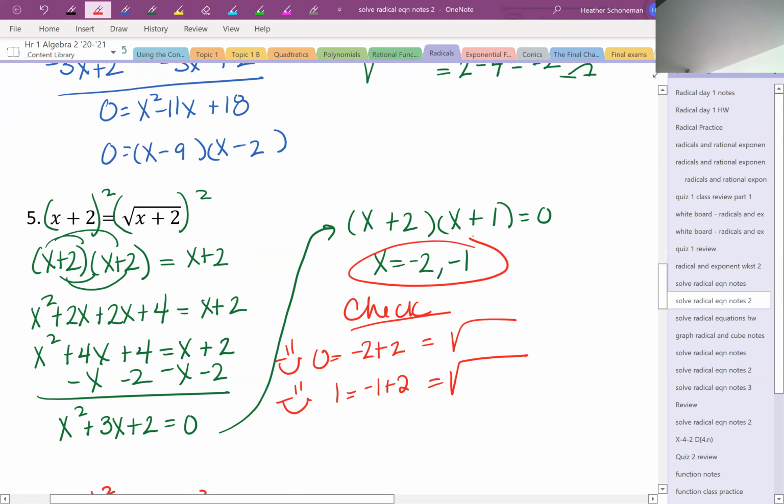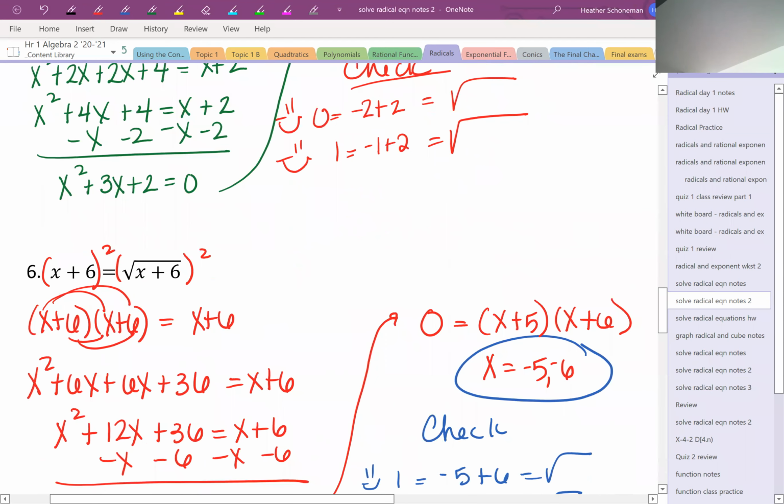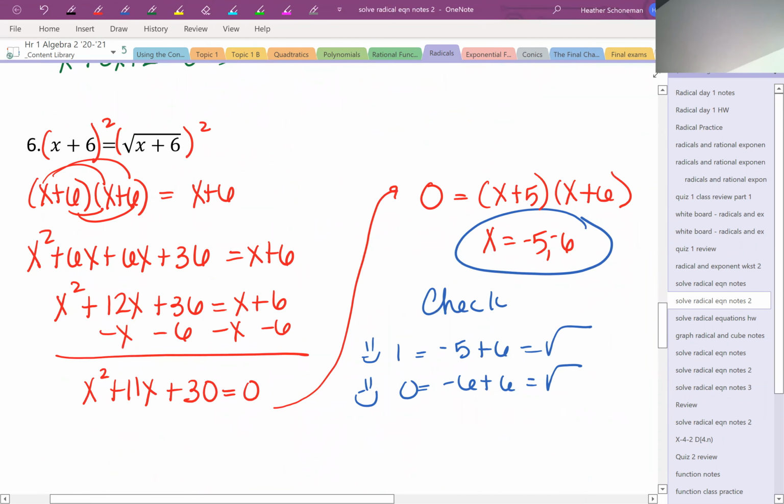Okay, I want you to pause the video, and then I want you to try number 6 on your own. Okay, if you tried number 6 on your own, you would square both sides, combine like terms, set equal to 0, and factor. And when you factor, you get -5 and -6. And when you plug them in, both give you a positive answer. So both work. All right, the last type.